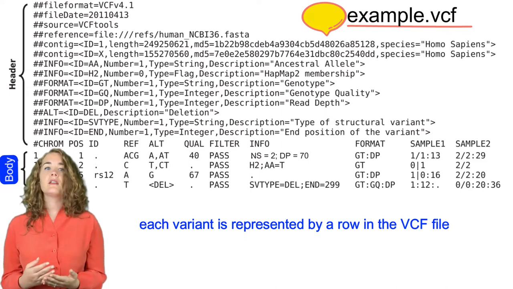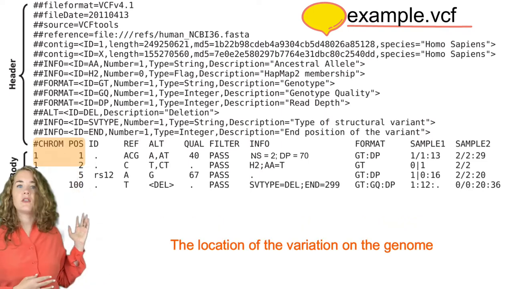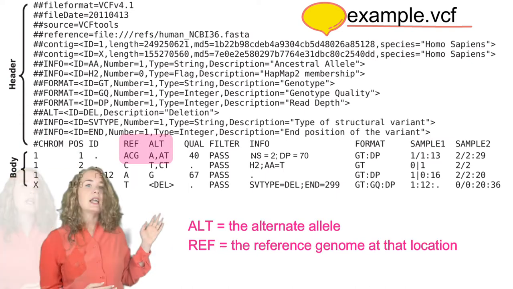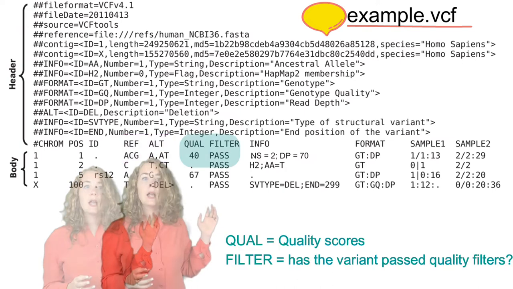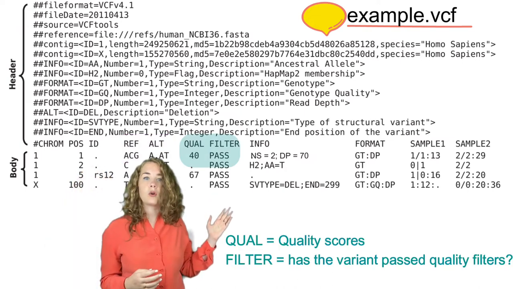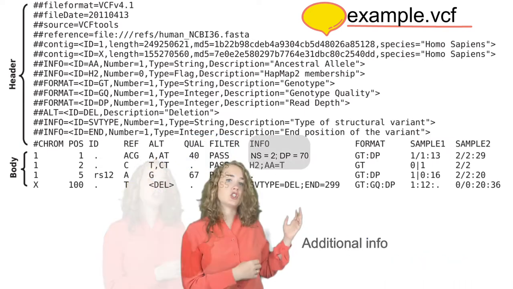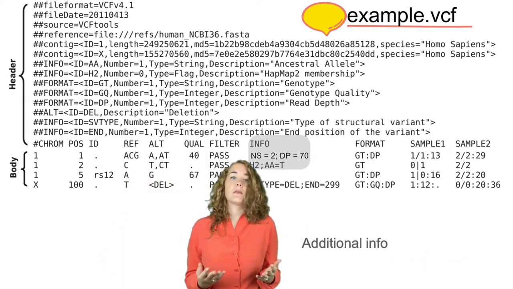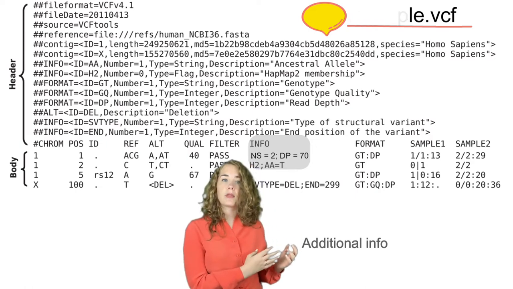file, reporting several pieces of information, such as the location of the variation on the genome, the alternate allele and the reference genome at that location, quality scores and whether or not the variant has passed quality filter, and additional information, such as the number of samples which have this variation and the combined depth across the samples.